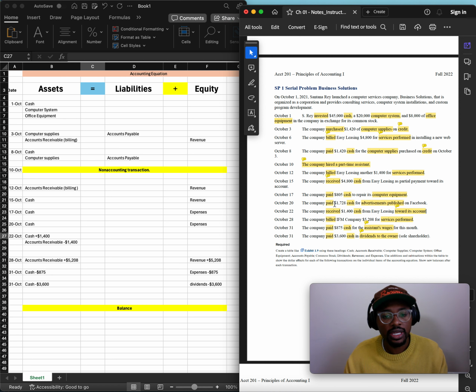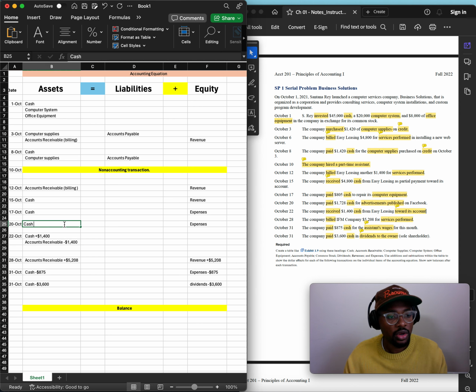So October 20th, the company paid 1,728 cash for advertisement. So we're going to come here again. We're going to put a negative because we're paying.